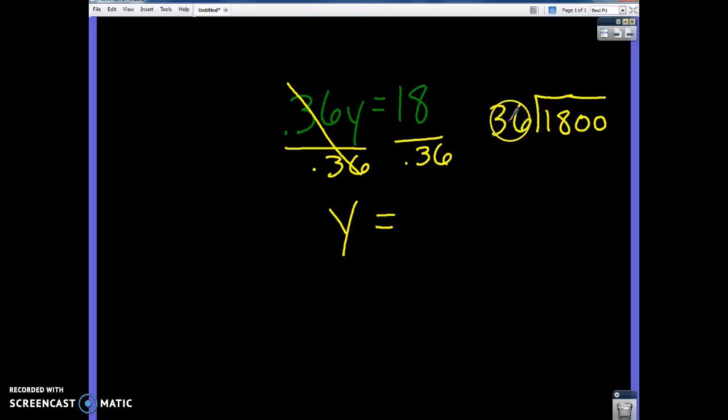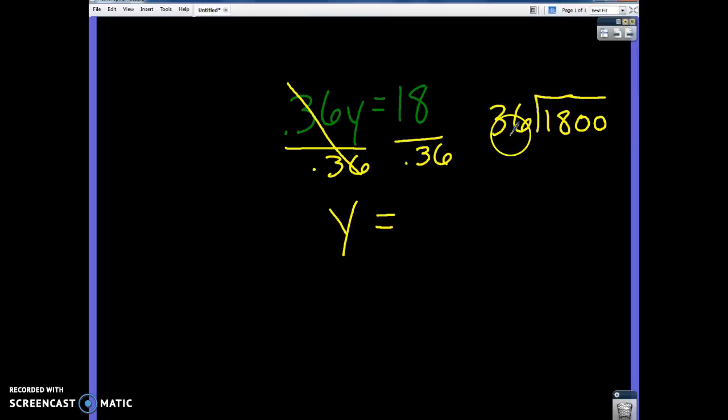So a little trick that I use, I say, well, I've got a 3 here, how many times will 3 go into 18? And 3 will go into 18 6 times. So I give it a try with 6. 6 times 6 is 36. Carry my 3. 6 times 3 will be 18. It's going to be too much there. So I'm going to back it out a little bit, which is no problem.